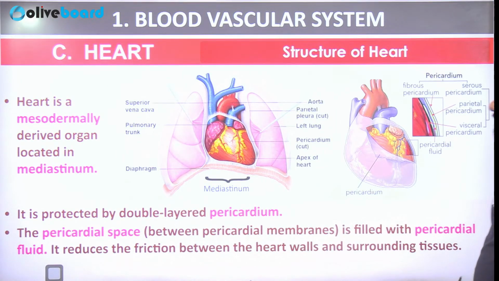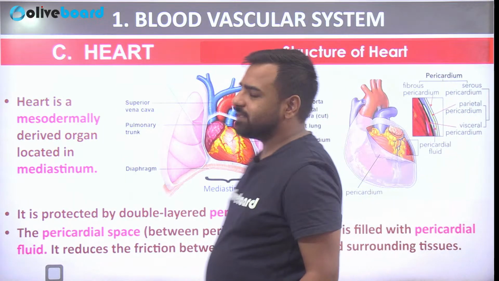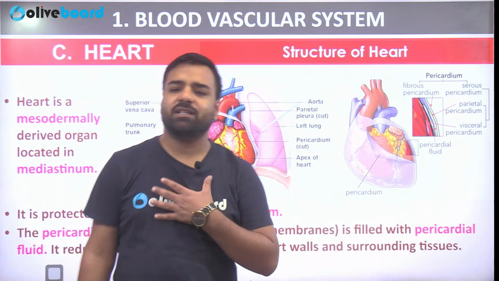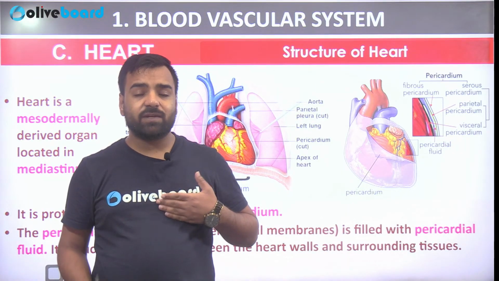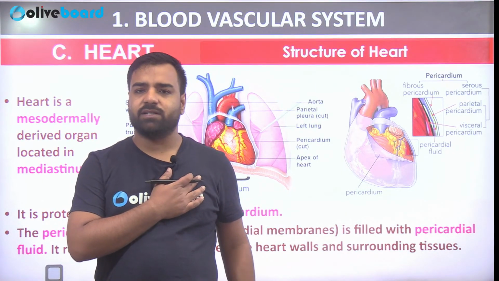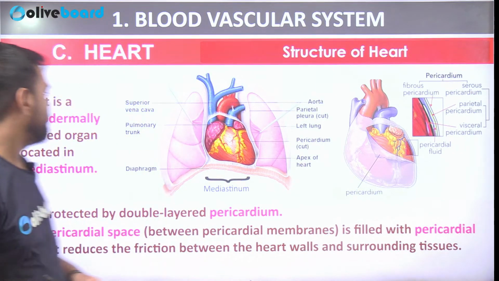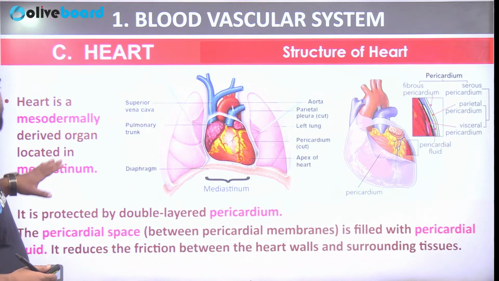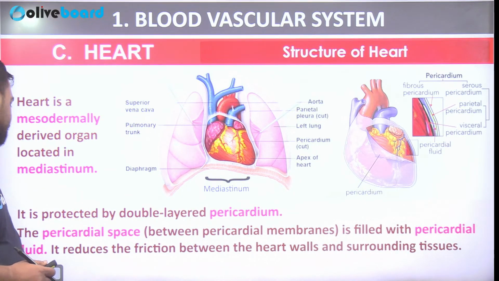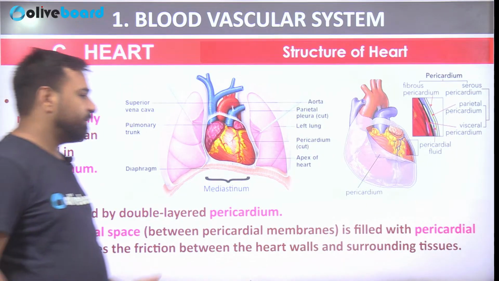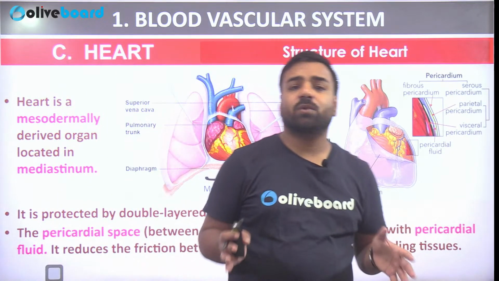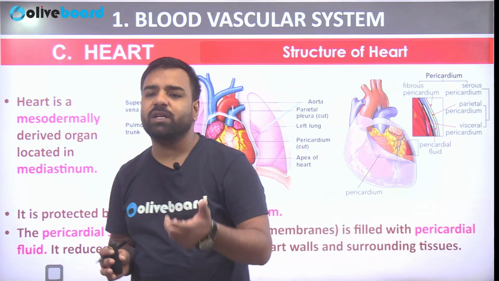Now is the time to understand the structure of the heart. So guys, this is the heart, which is present in the thoracic cavity, and it's slightly tilted to the left. That's why we feel the lub-dub sound on the left-hand side, right? Heart is a mesodermally derived organ located in the mediastinum. It is protected by the double-layered pericardium, and there's a fluid present here known as pericardial fluid that gives lubrication to the heart.